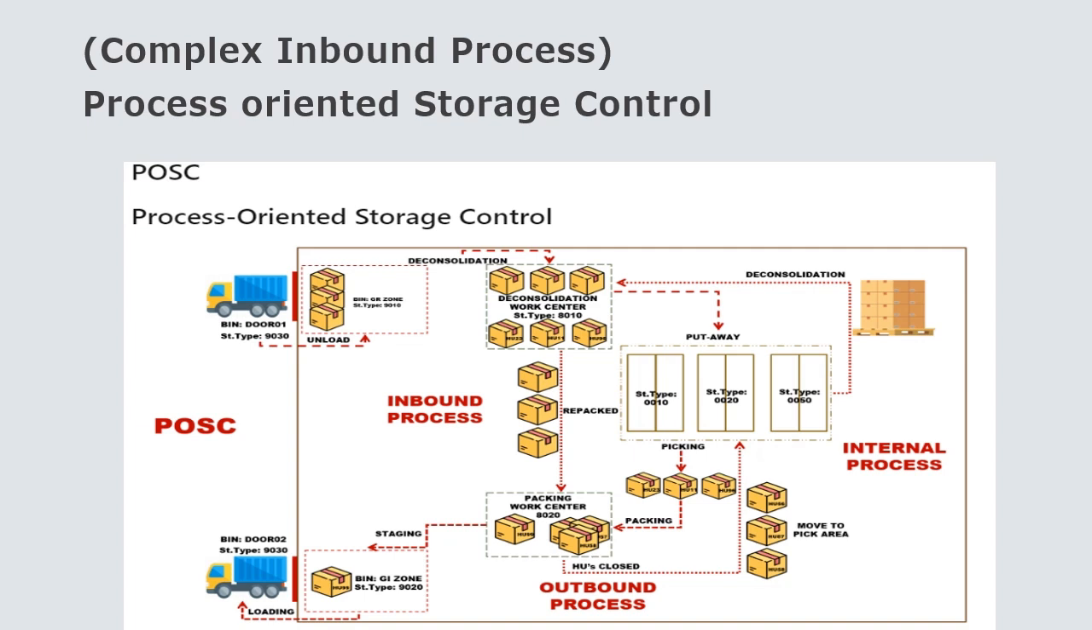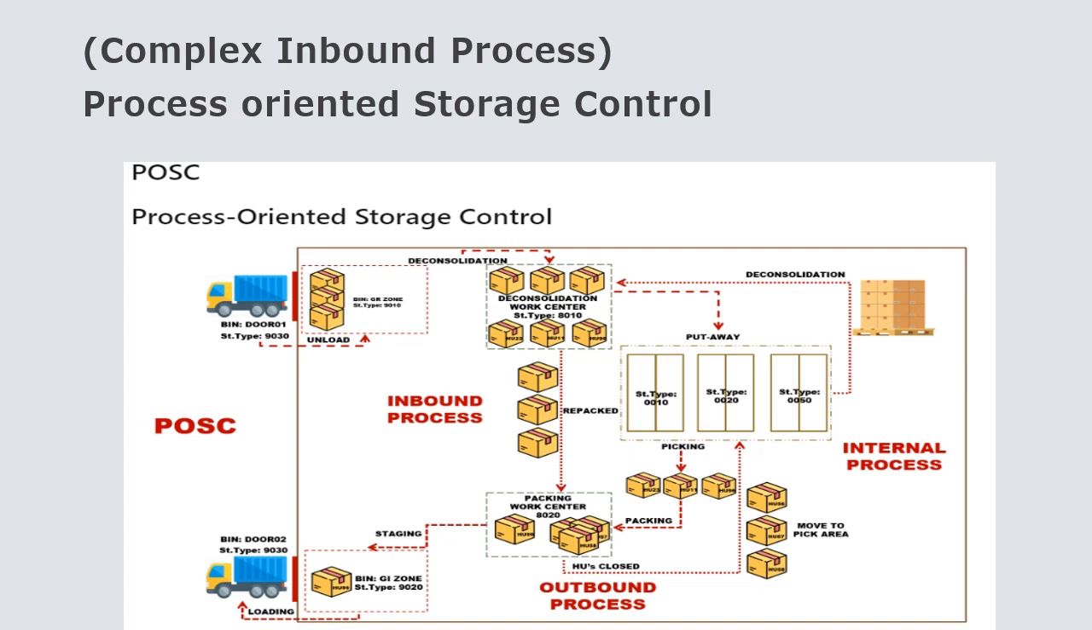So you can see the goods are moved from the staging area to the deconsolidation area or the work center. After that, they are put away. Or sometimes cross-docking will happen or needs to be done. That's when they're repacked and sent to the work center where packing happens. And if handling units are formed, they're combined together onto a pallet or something else, moved to the staging area, and then loaded into the truck.